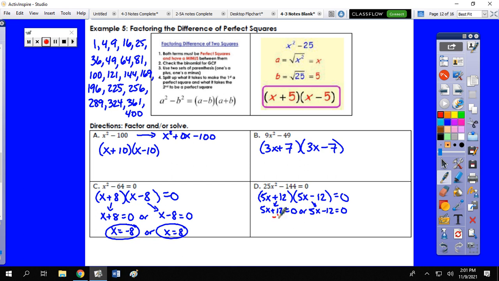So we are going to subtract 12 from each side, or add 12 to each side, which would give us 5x equals negative 12, or 5x equals 12. And then we are going to divide by 5 in both equations to get x by itself, which gives us x equals negative 12 fifths, or x equals positive 12 fifths. That is how we carry out the difference of two perfect squares.